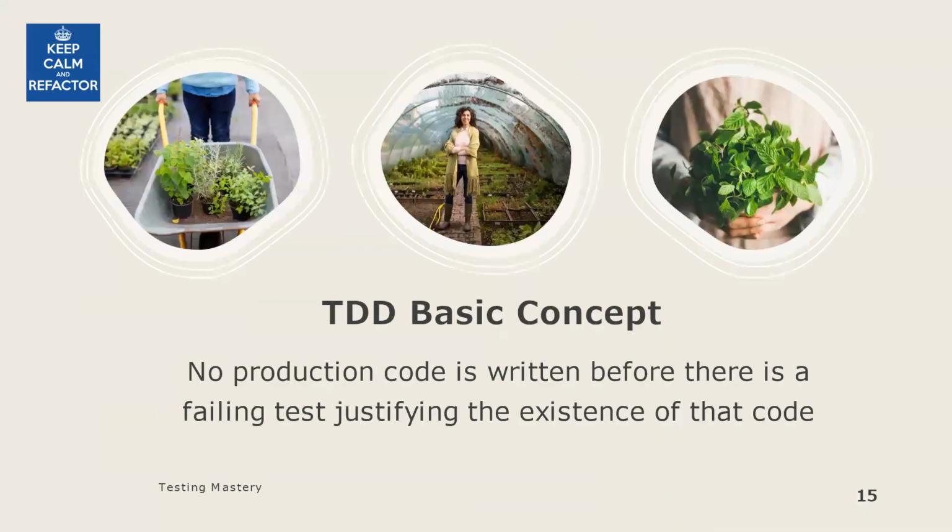All right, so the basic concept of doing test-driven development: no production code will be written before there's a failing test that justifies the existence of that code. So in this way, we will end up having 100% code coverage just by the way we're writing it. And we will be confident that any change we make will be there because we can justify the existence of the code.